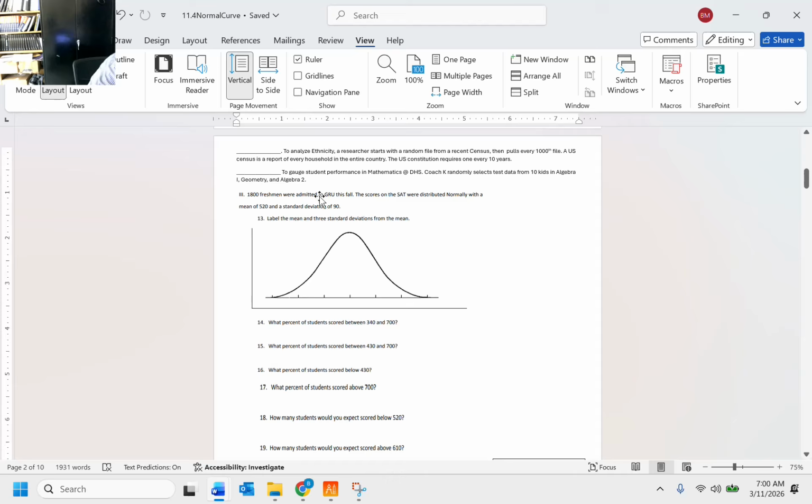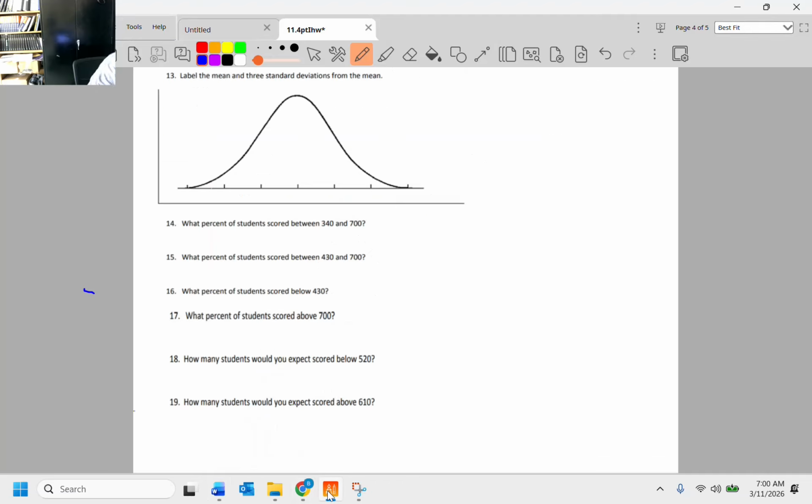Scores were normally distributed with a mean of 520, standard deviation of 90. So we have a mean of 520 and a standard deviation of 90. That means we're looking at 610, then 700, and then 790 if we just add 90 as we move left and right. 520 minus 90, hopefully is 430. Minus 90 again would be 340, and then minus 90 again would be 250, right?